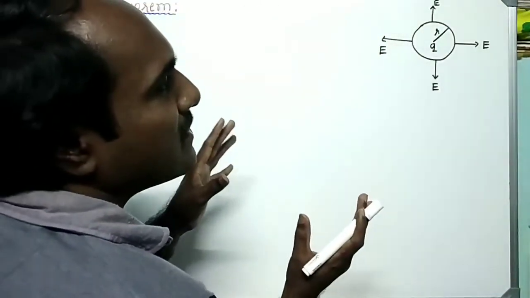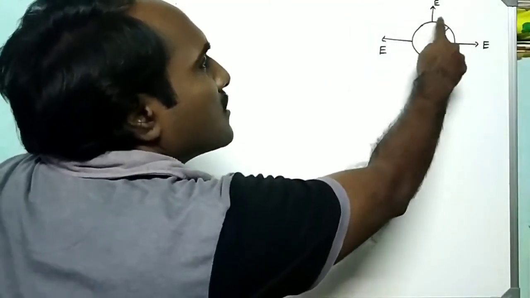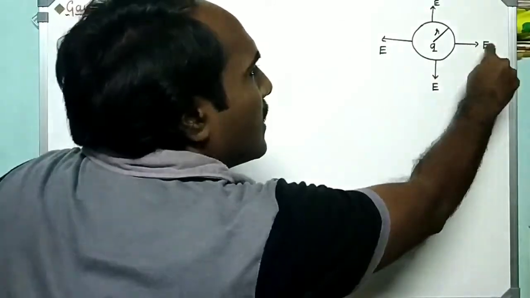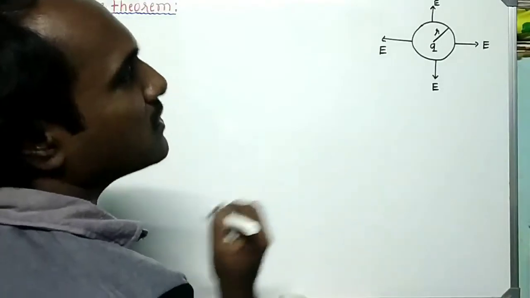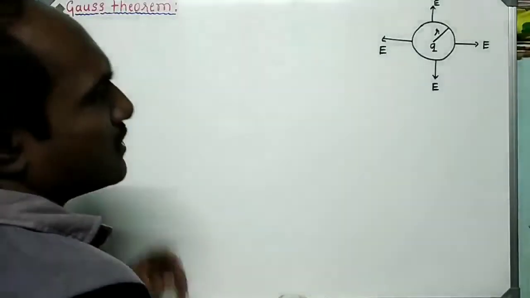Why it is considered so? Because at all points on this sphere electric field is same and it is acting normal to the surface. That's why it is our Gaussian sphere, Gaussian surface. Now let us prove Gauss theorem.